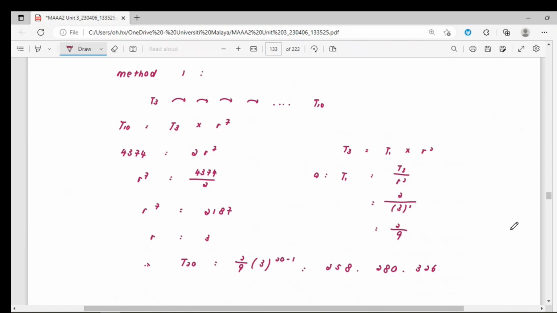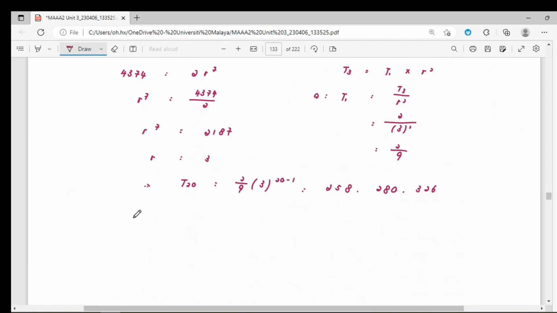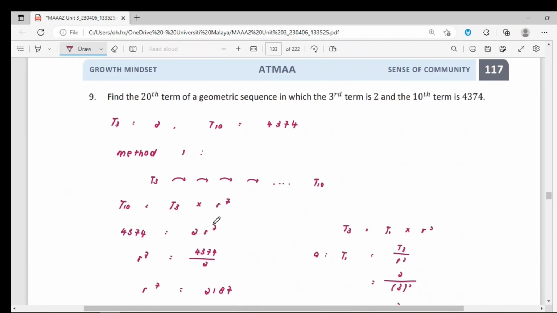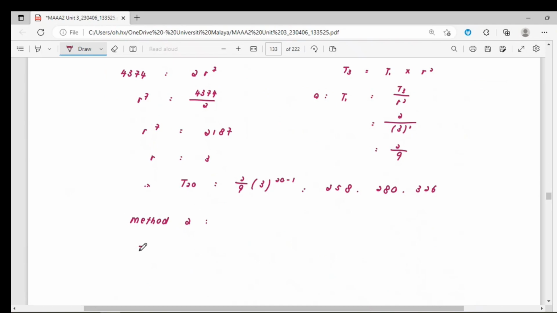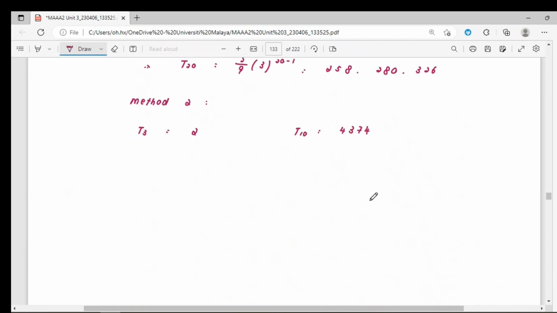For method 2, it's more on using the formula. We do the same thing for arithmetic as well. So let's do Method 2. I'm writing down the 2 terms as well. The third term is 2. My second one, the 10th term, is 4374. So what I can do here is use the formula: A R power n minus 1 equals my nth term.